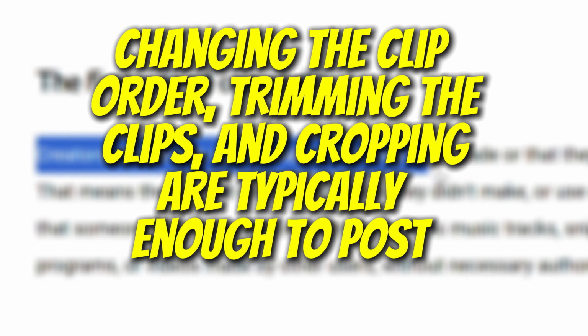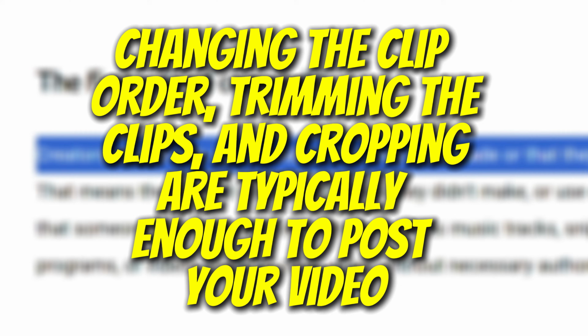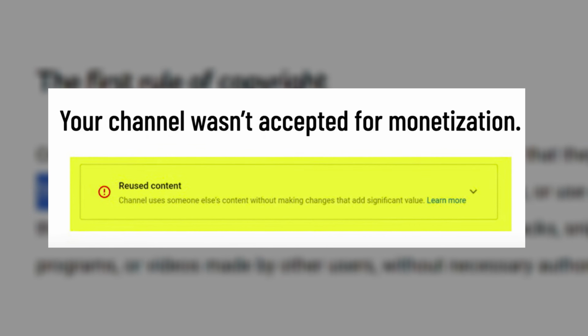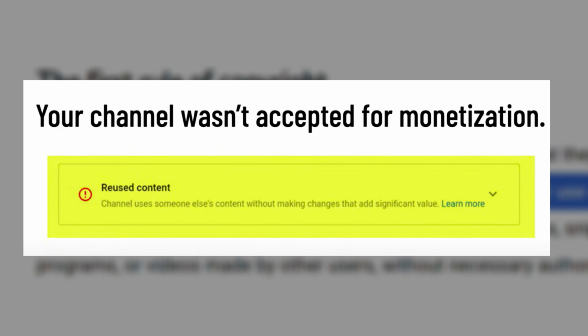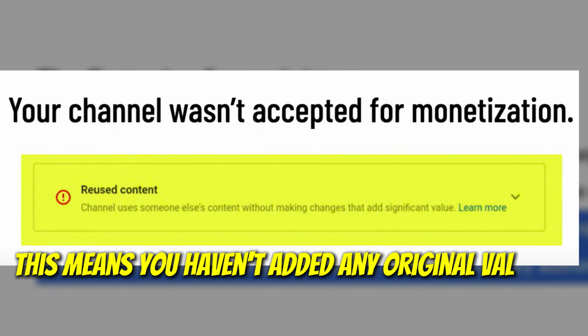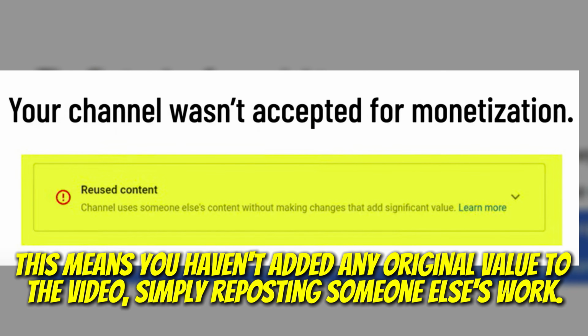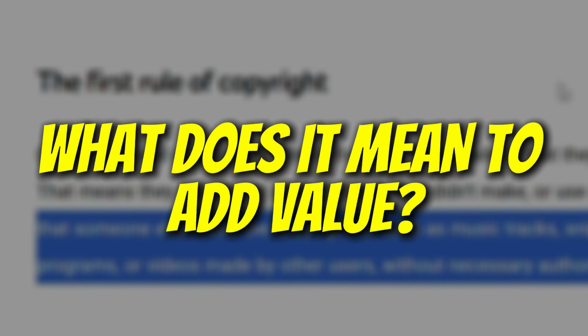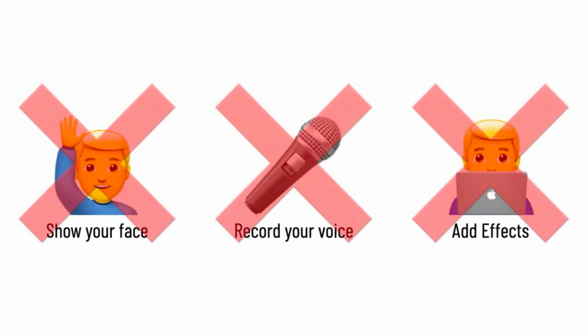Trimming the clips and cropping are typically enough to post your video, but there's a possibility that YouTube may monetize your video without allowing you to earn revenue, citing reused content. This means you haven't added any original value to the video, simply reposting someone else's work. So what does it mean to add value? You don't need to show your face, record your voice, or use complex effects.